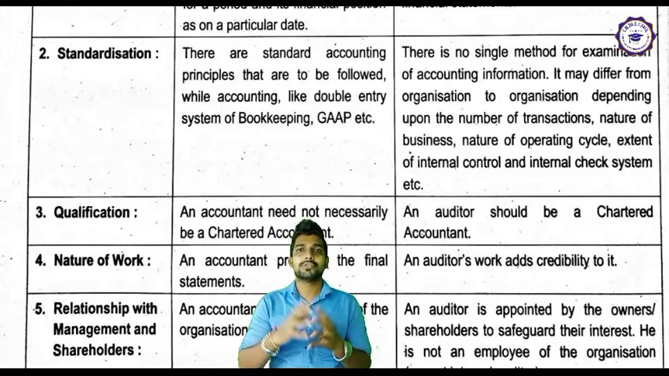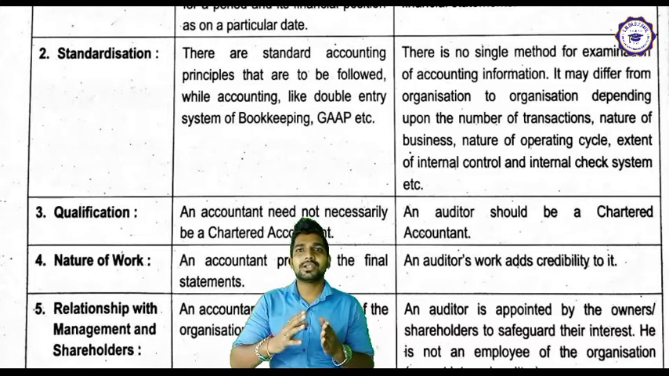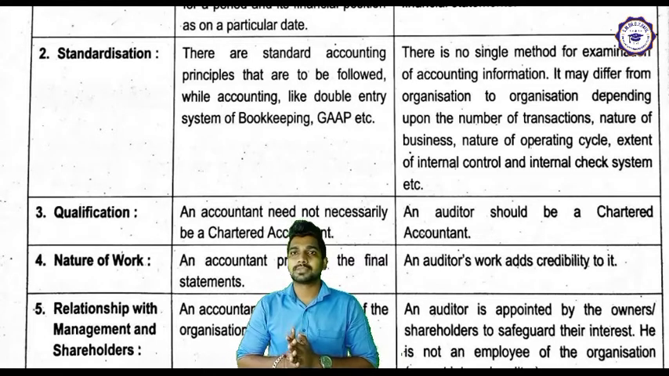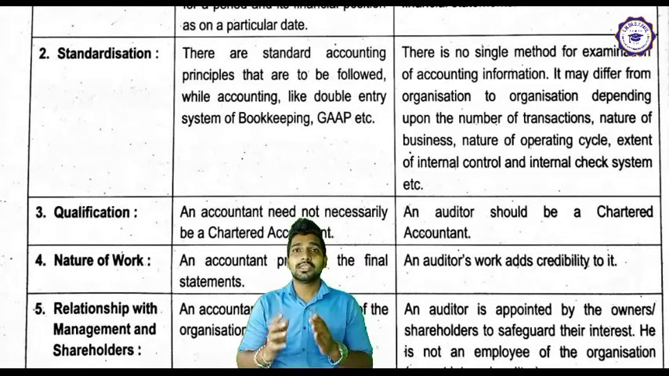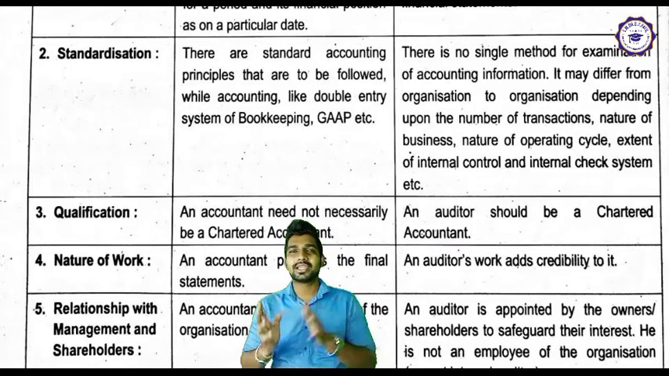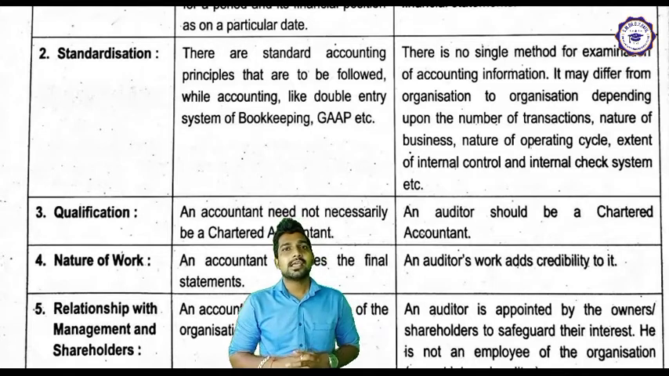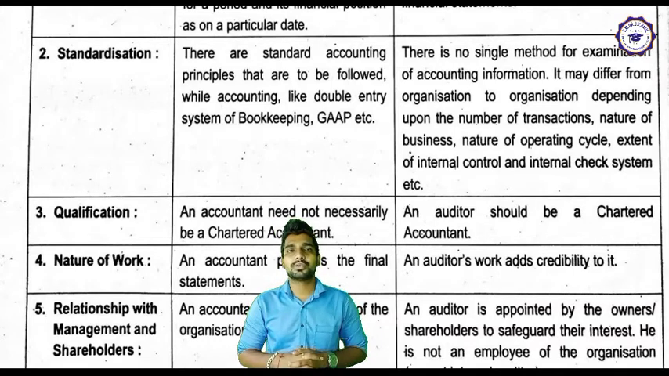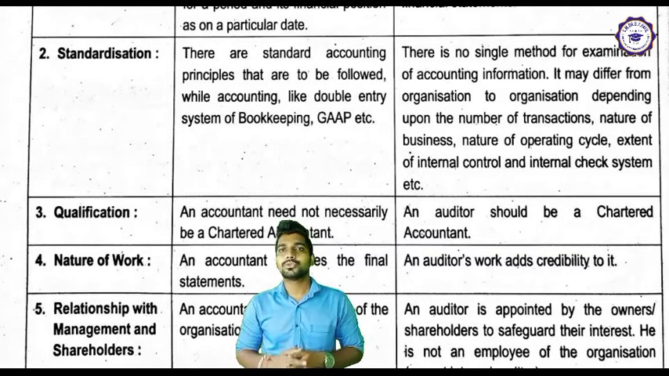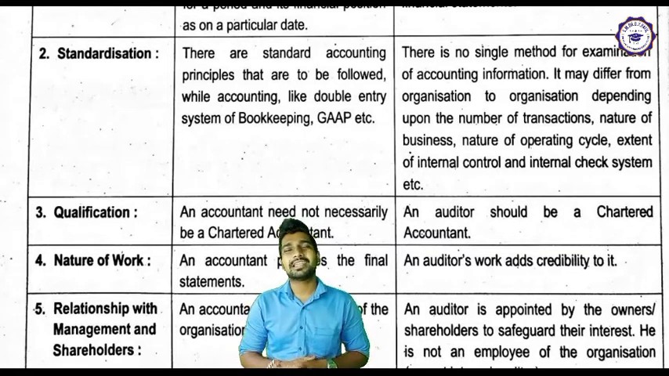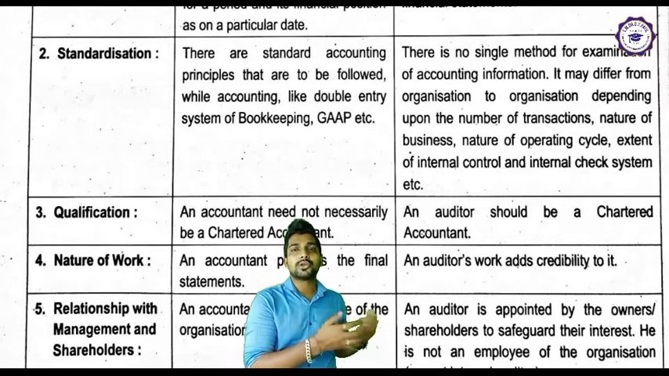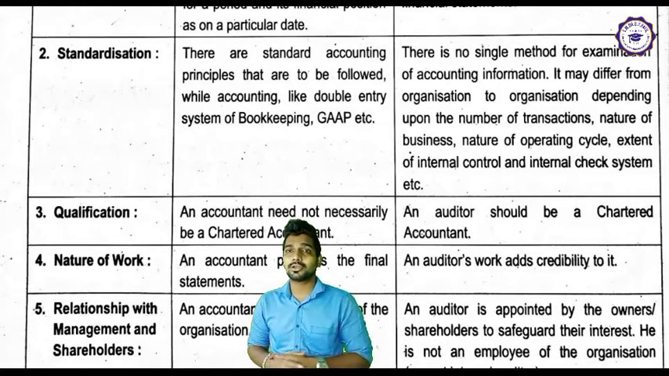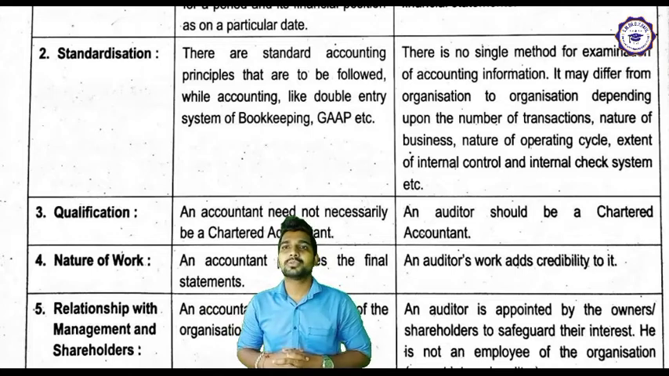And number three, the qualification. For accounting, an accountant need not necessarily be a chartered accountant, but while auditing, an auditor should be a chartered accountant. So this is the major difference between accounting and auditing. You should memorize that in the qualification. See, after B.Com you can opt for a job as an accountant in any firm. But if you are doing CA side by side, chartered accountancy, and have completed your CA, then you can be an auditor. So an auditor should be a chartered accountant.